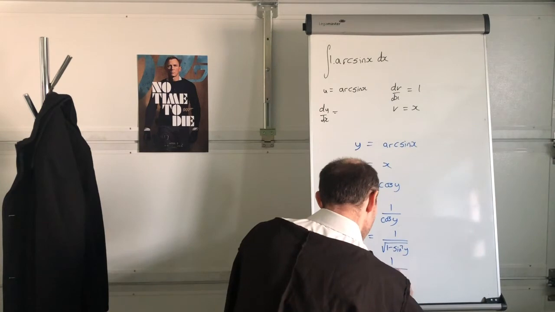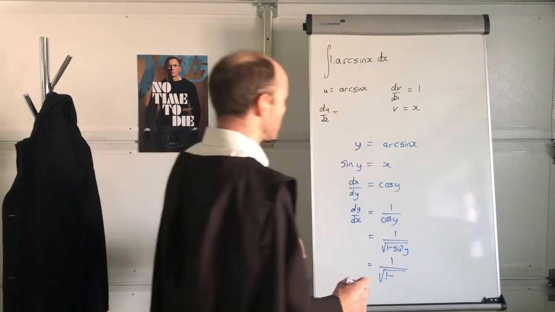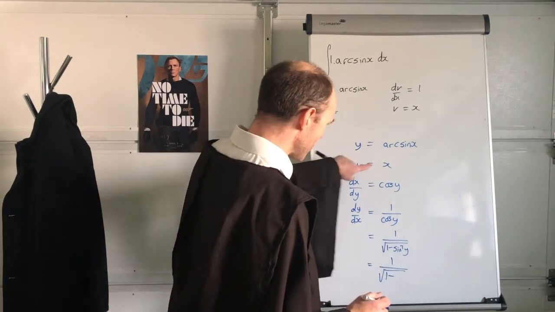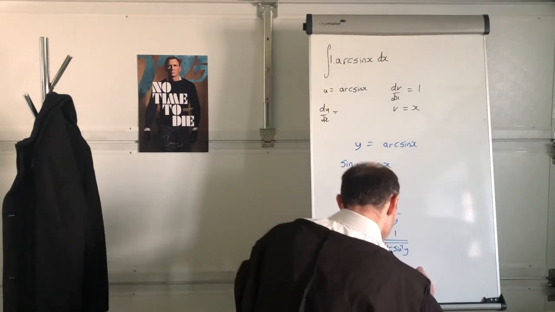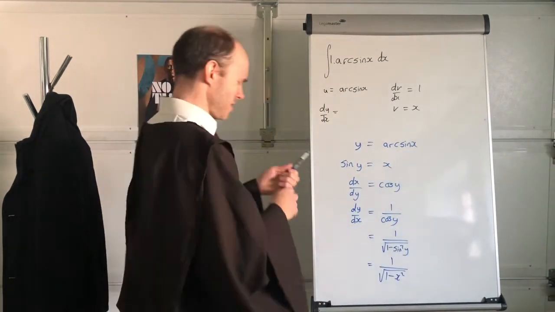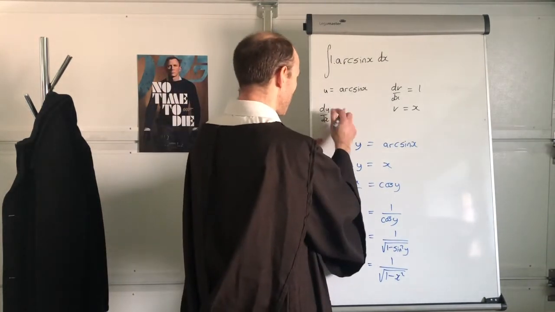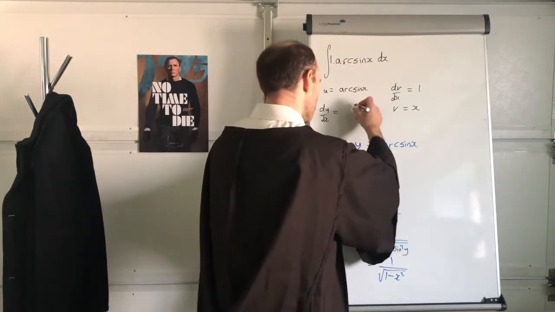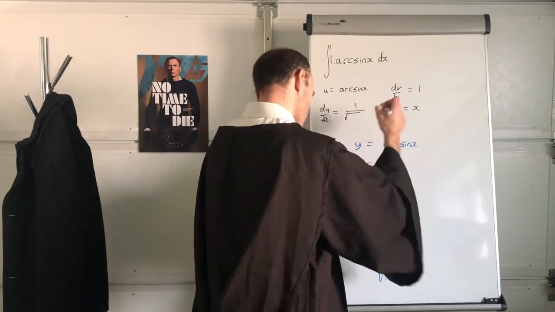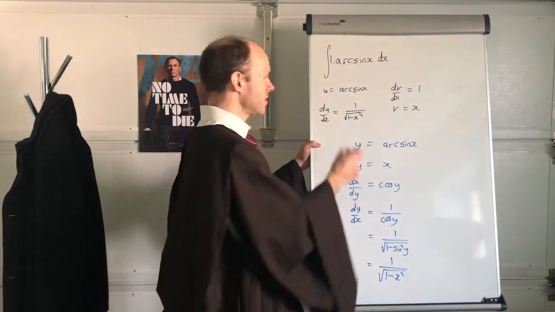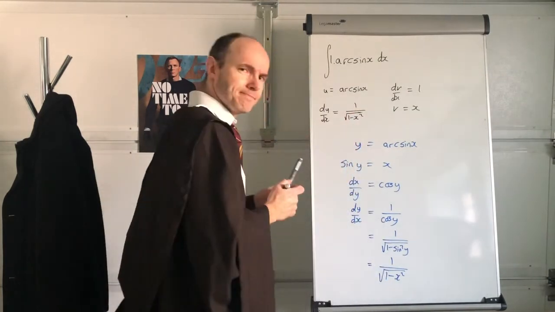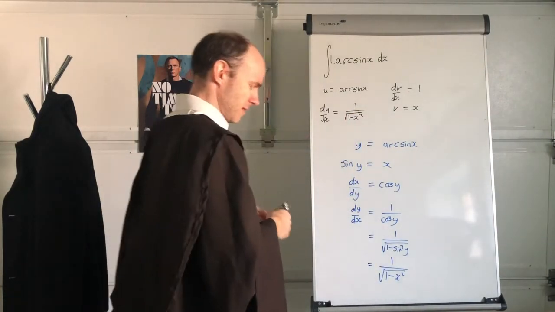That's the same as 1 over root 1 minus, yes, of course, because sine y is x, therefore sine squared y is x squared. 1 minus x squared. And now you're thinking, oh yeah, of course it is. That is the derivative of arcsine x. It is 1 over root 1 minus x squared. About now you're thinking, oh my gosh, this is probably hard. Not really, not really.